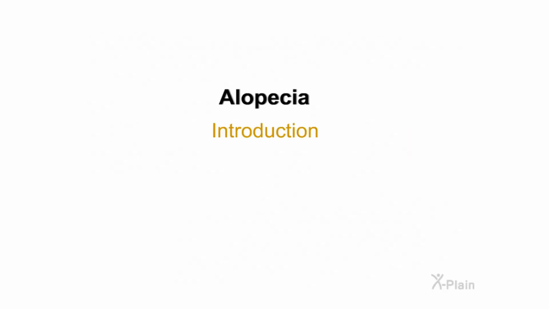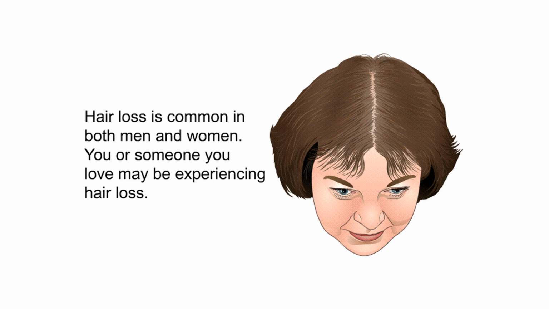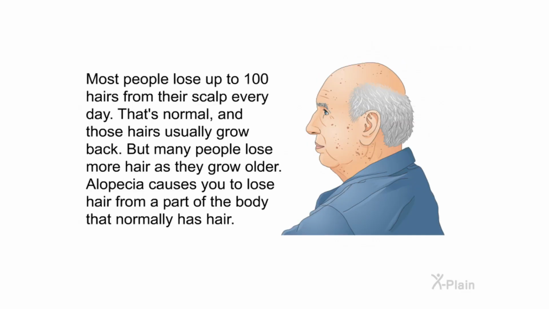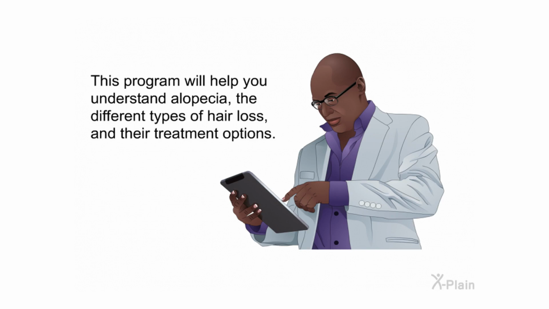Alopecia. Introduction. Hair loss is common in both men and women. You or someone you love may be experiencing hair loss. Most people lose up to 100 hairs from their scalp every day. That's normal, and those hairs usually grow back, but many people lose more hair as they grow older. Alopecia causes you to lose hair from a part of the body that normally has hair. This program will help you understand alopecia, the different types of hair loss, and their treatment options.